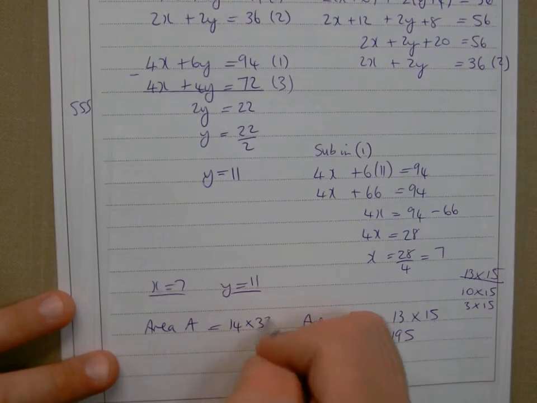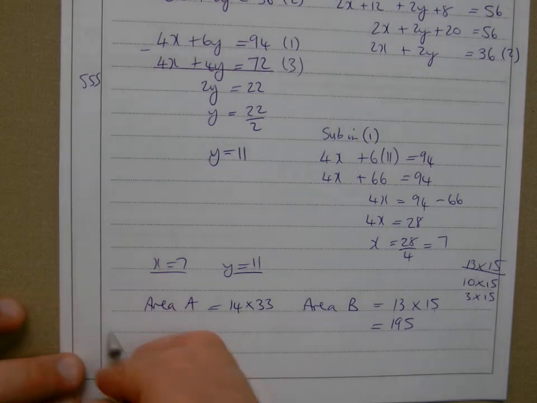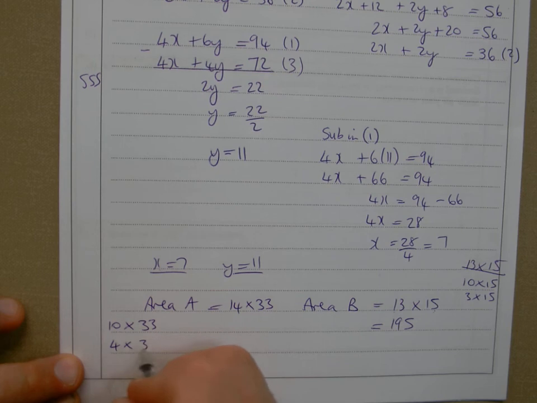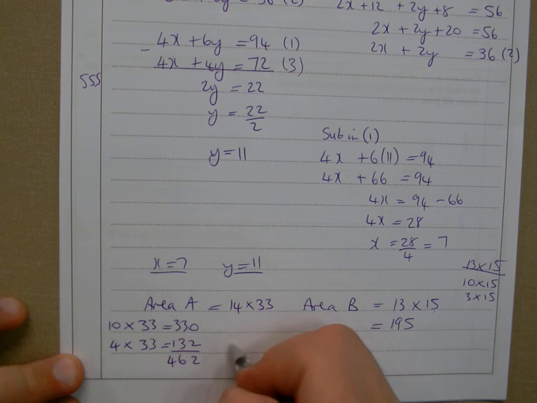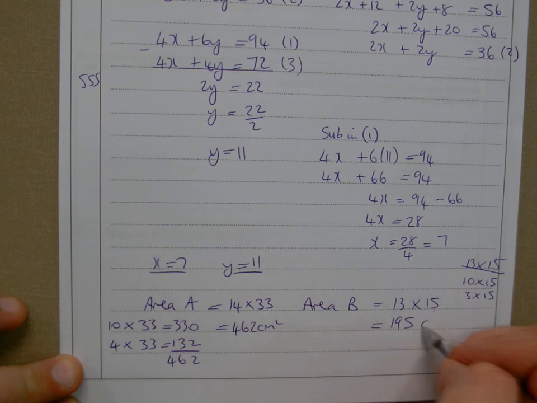Again, we could split that up. 14 times 33, well, we could do 10 times 33 and 4 times 33. Now we know 10 times 33 is 330, and 4 times 33, if you double it and double it again, you get 66, double it again, you get 132. So add them, and you get to your answer there, 462, of course centimetres squared, in terms of the units.